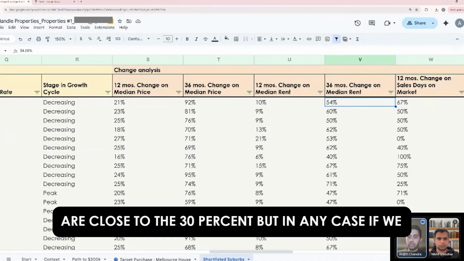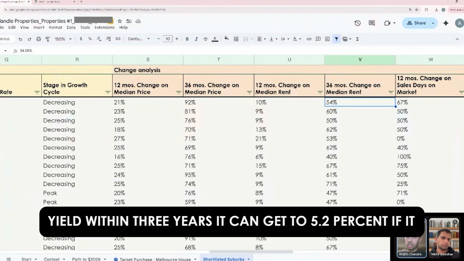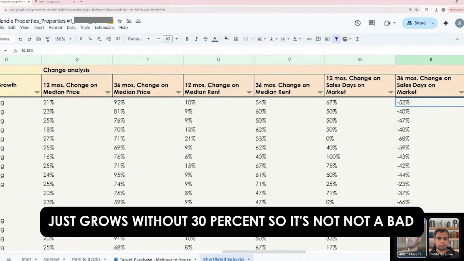But in any case, if we can buy a house where the rent is a 4% yield, within 3 years it can get to 5.2% if it just grows at that 30%. So it's not a bad result.